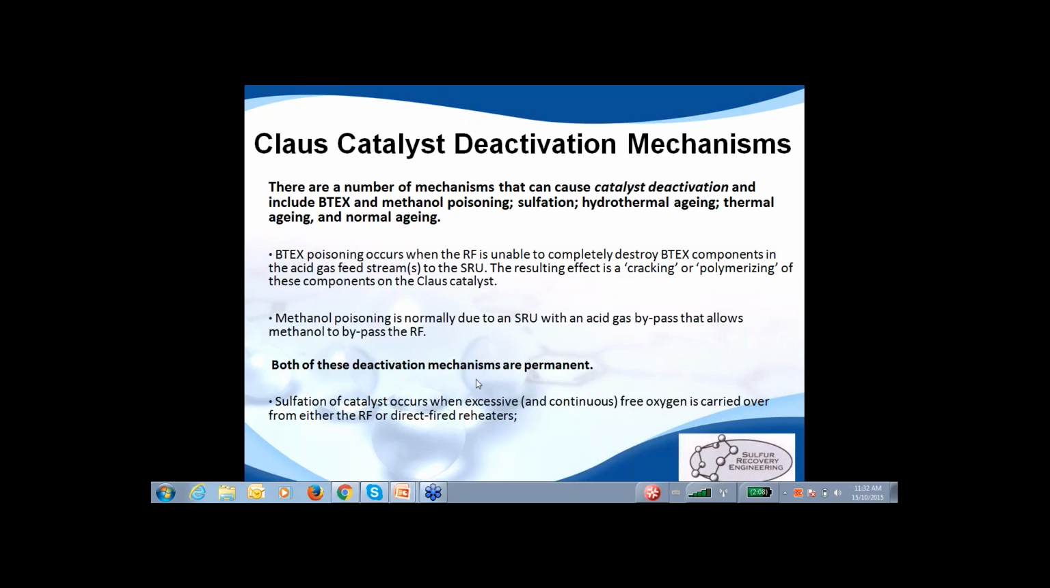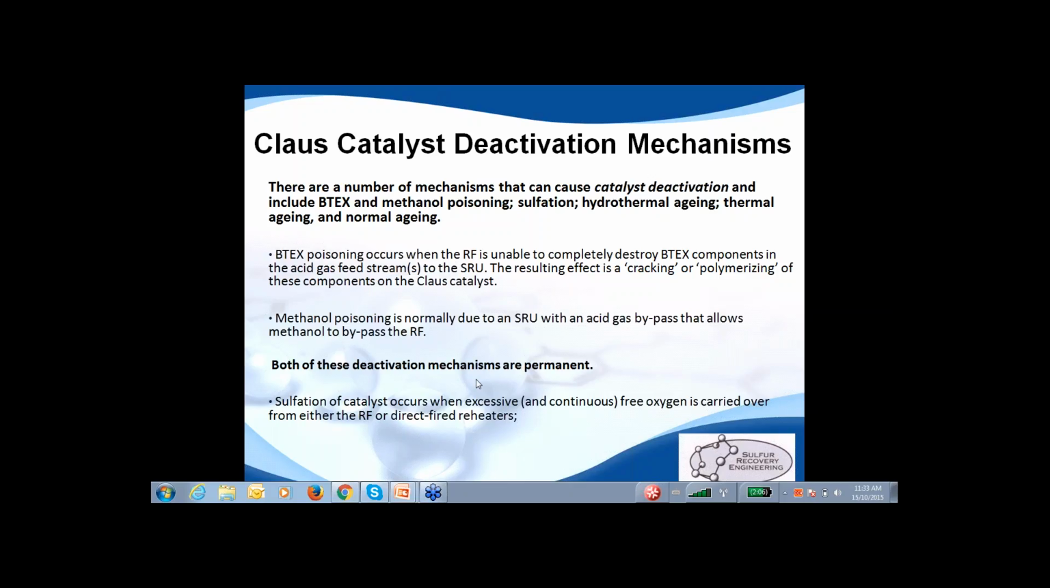Sulfation forms, and the mechanism is not that well known, but if we allow excessive or essentially free oxygen into our converter bed, it can coat the catalyst and impact the ability of H2S and SO2 to get inside the catalyst pores where the Claus reaction takes place. Now, typically, the SRU is absent of oxygen.